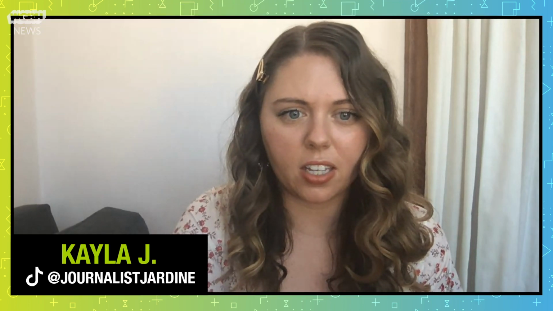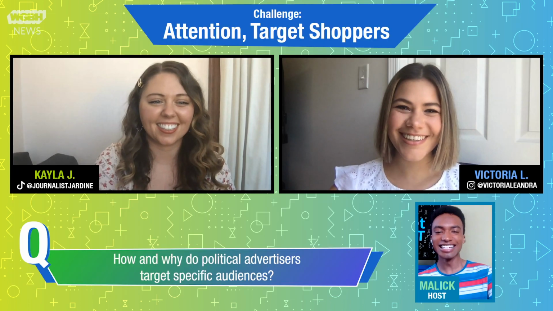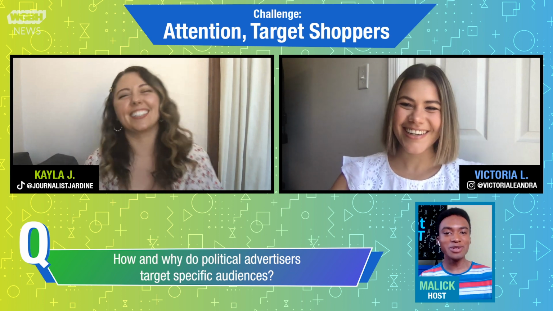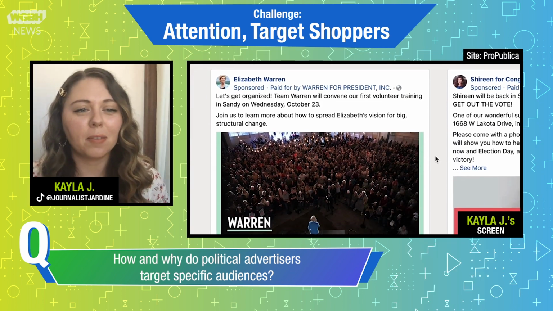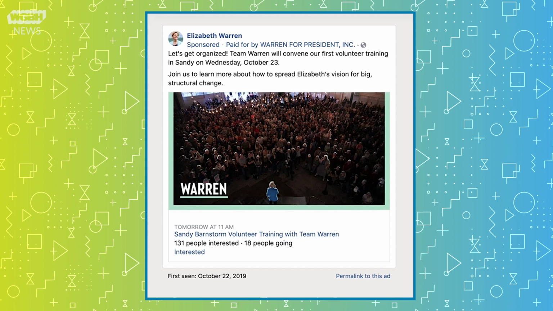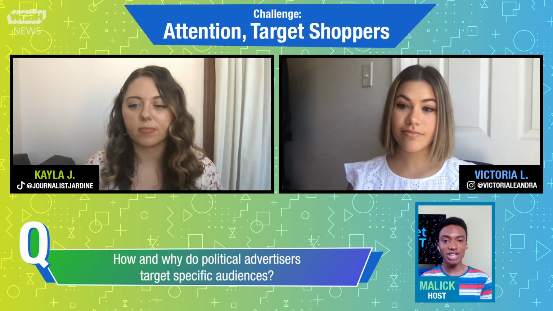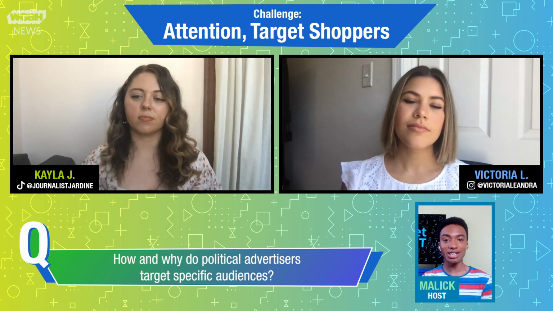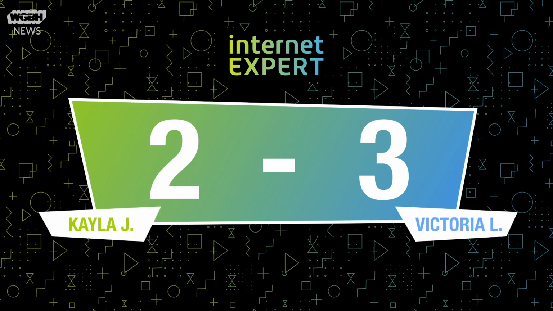Okay, I think I have it. Girl, you're fast. Kayla was speedy on that one. Can you tell me just a little bit about this ad? Yeah, so Elizabeth Warren had an ad that basically was telling people to get organized. Said Team Warren will convene our first volunteer training in Sandy on Wednesday, October 23rd. And she was pushing for big structural change. Yes. This Warren ad is trying to get people to RSVP for a volunteer training program in Utah using data-based targeting. Ads can be targeted based on your age, your gender, political leanings, and physical location, among many, many other things.